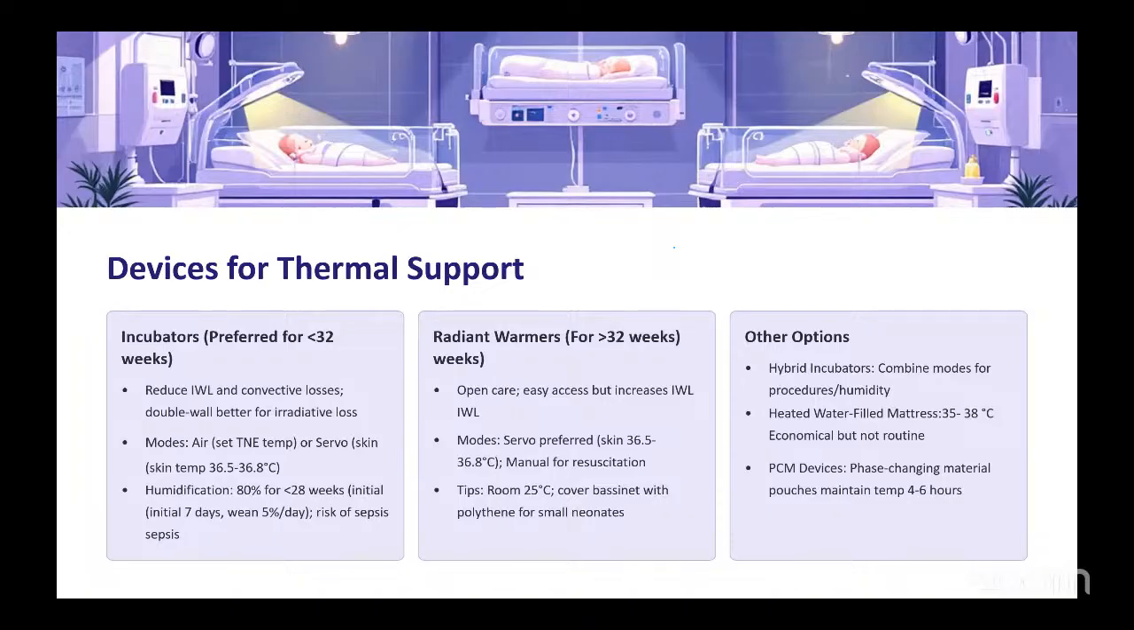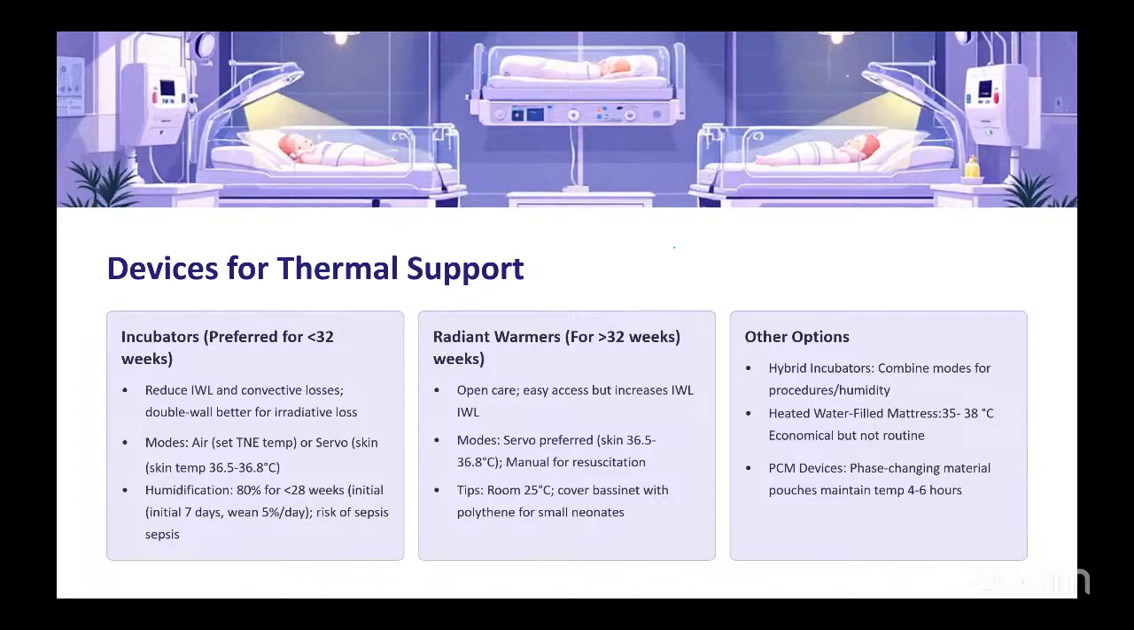If you keep the mode in air, keep the temperature at a thermoneutral environment, depending upon the age and weight of the patient. Otherwise you can keep the patient on servo mode, with skin temperature between 36.5 to 36.8.